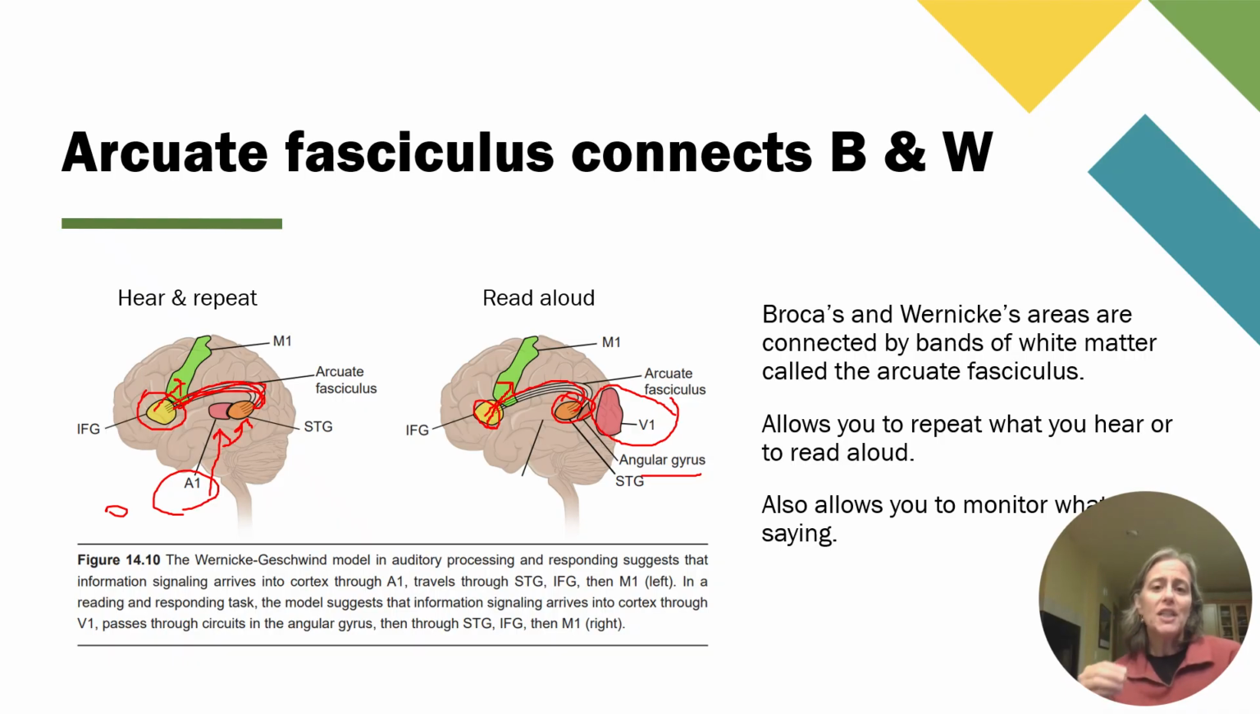What's interesting about this is that when you are speaking, you are also listening to what you're saying. So that gives you the ability to give a little feedback and make sure that what you're saying is what you thought you were saying or hoped you were saying.